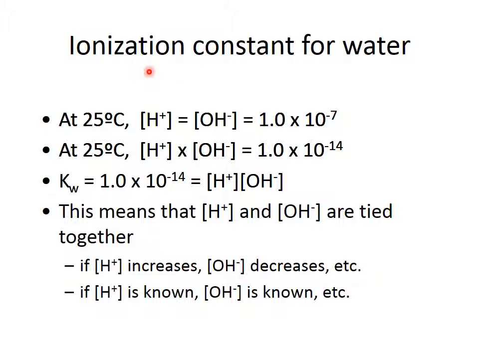At 25 degrees Celsius, we have that proton concentration and hydroxide concentration are equal to 1 times 10 to the minus 7, each of them. What we find is, because it's an equilibrium between water and protons and hydroxides, that if we multiply the proton concentration times the hydroxide concentration, we always get this number, whether we modify one of these two concentrations or not. This means they're mathematically tied together.